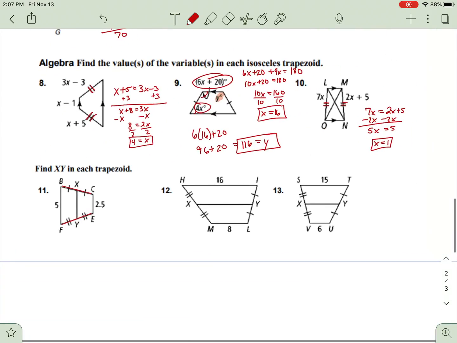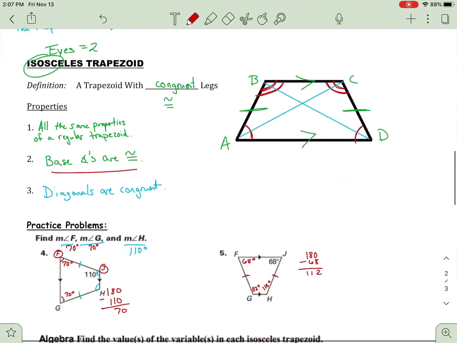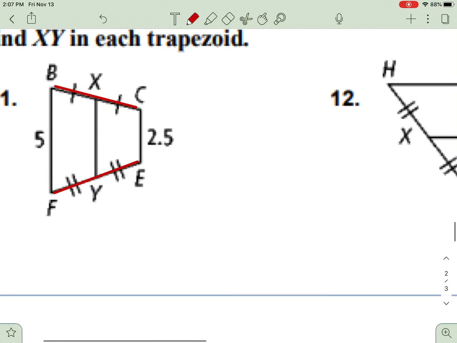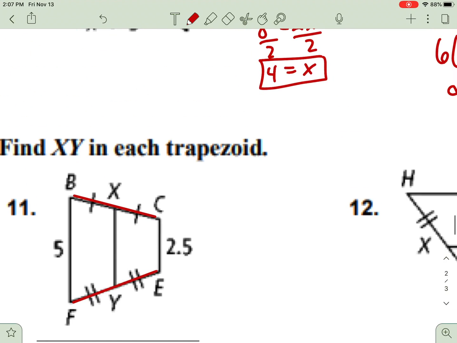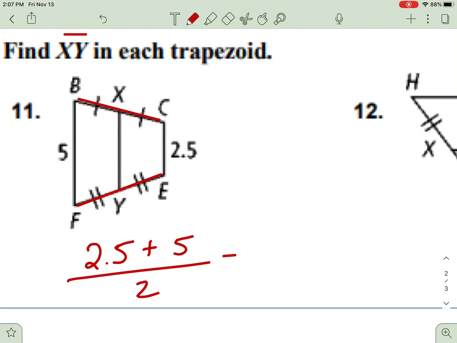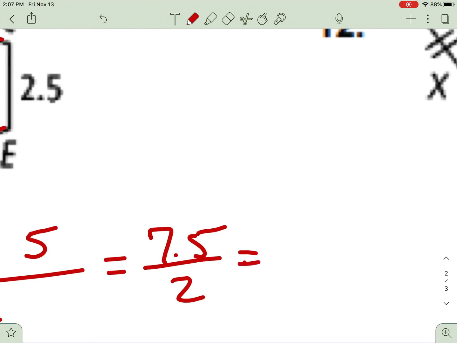All right, so we have a mid-segment. Okay, let's see. Oh, it wants to know, I'm sorry, this is find xy. It wants to know what is xy in each of these, the line. Well, so this is a mid-segment, so it's base 1 plus base 2 divided by 2. 7.5 divided by 2 gives me 3.75. Done.